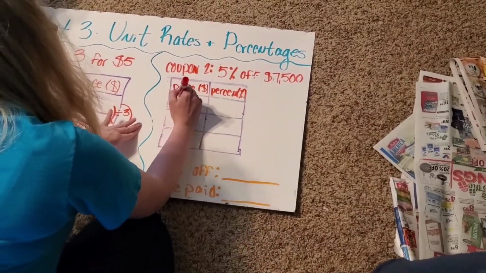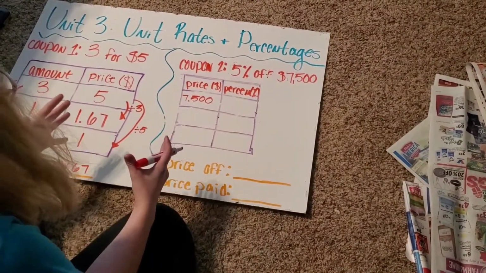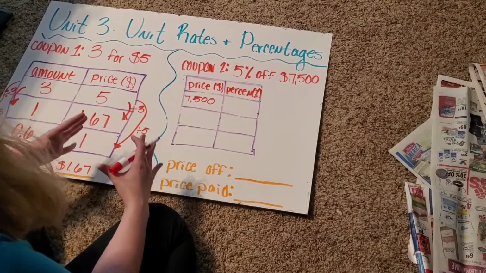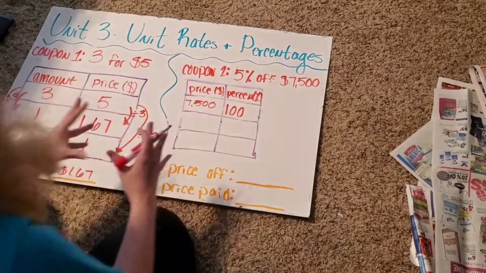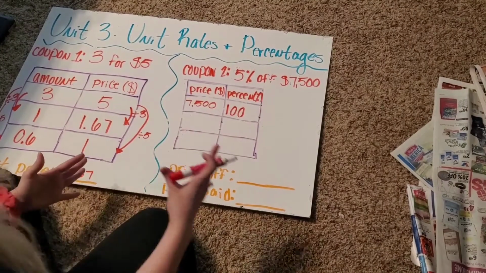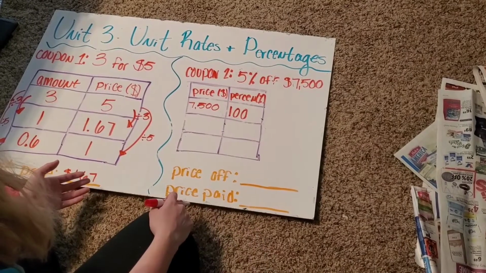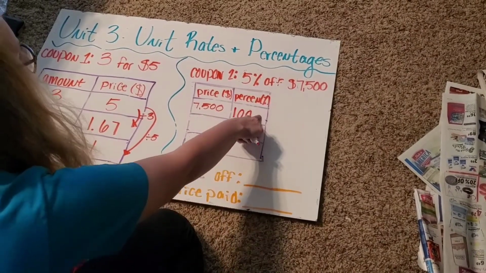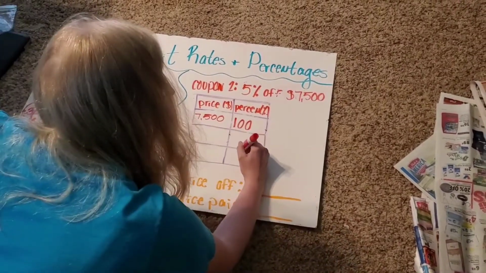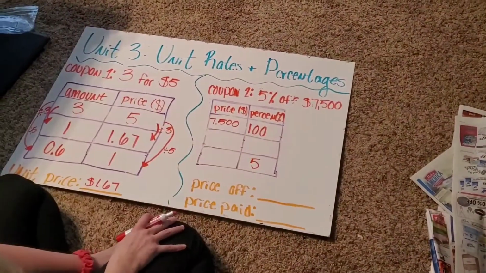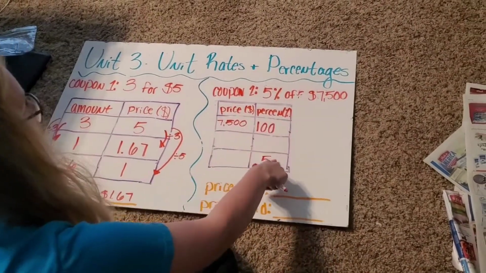So we're going to start with $7,500 for the price. That is the total price of that watch. That is 100% of that watch's value. I'm not going to pay more than $7,500 because it's not worth more than $7,500. That is its 100% worth. Okay, but we want 5%.